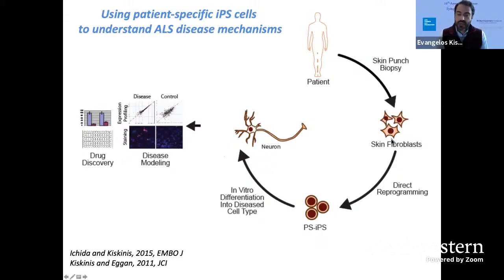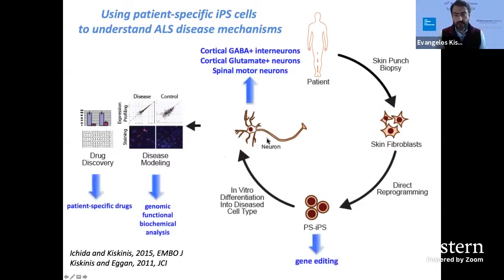And we use a cocktail of molecular factors to turn these somatic cells into what we refer to as patient-specific induced pluripotent stem cells. The advantage of these cells is that they divide indefinitely, so we can make loads and loads of them, and they retain the ability to be differentiated into any cell type in the human body, including motor neurons, which are the cells that become defective in this disease.